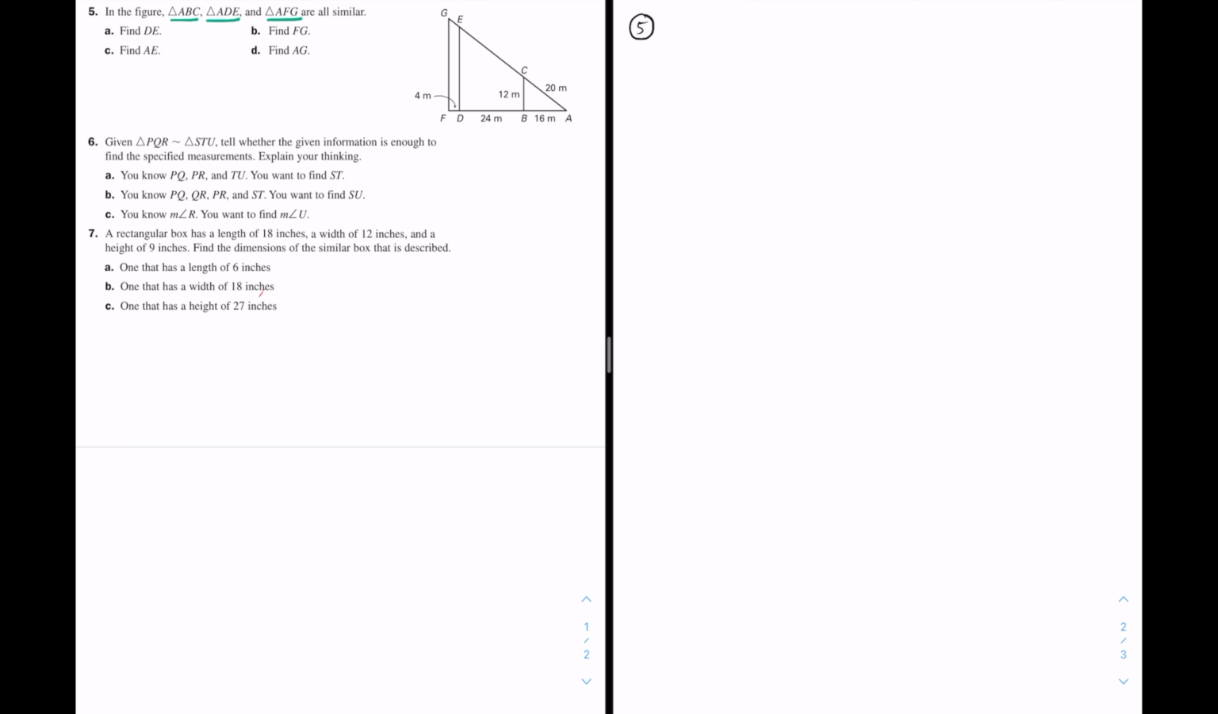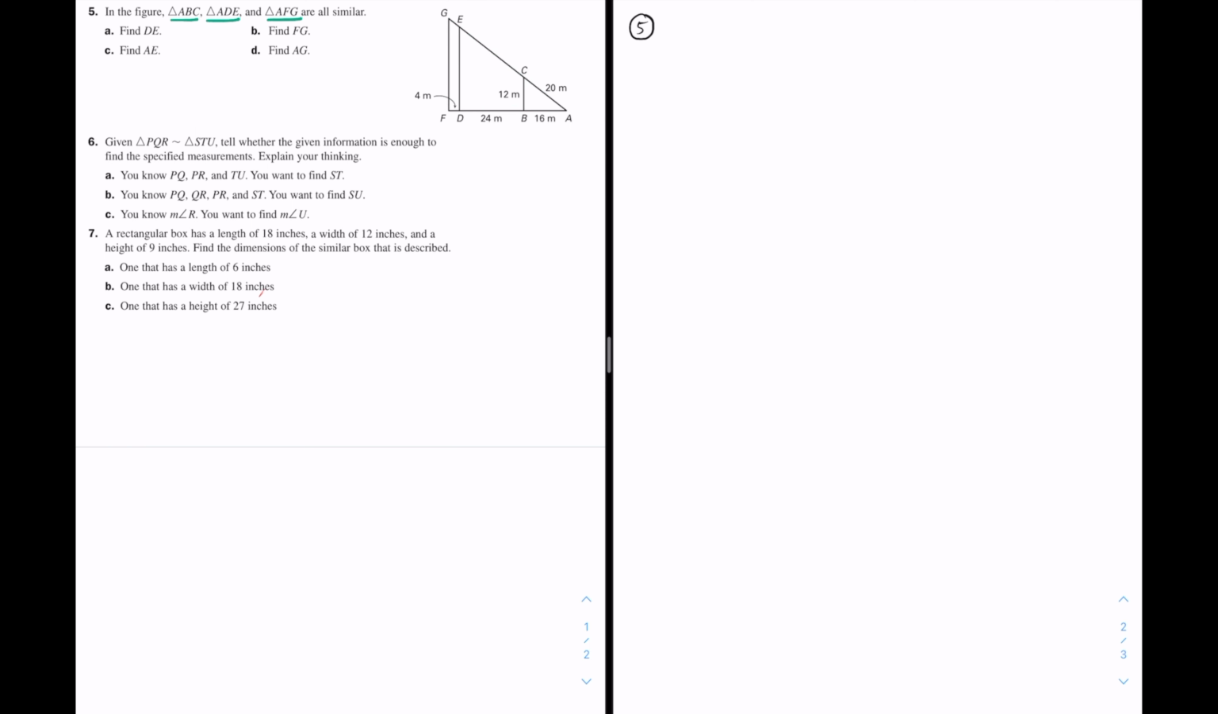Now, before we get started, I just want to identify and show you where these triangles are. So triangle ABC is located right over here. That's the smaller triangle, okay? Then triangle ADE is this one right over here. It's this medium looking triangle, okay? So that smaller one is proportional to this bigger one, and then AFG is this big triangle. So they're all similar to each other, all three of these triangles.